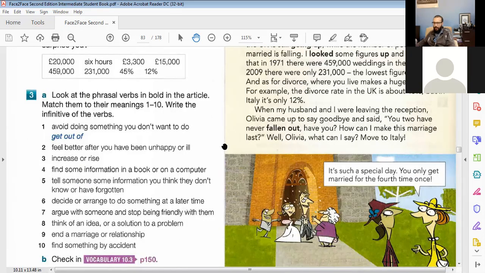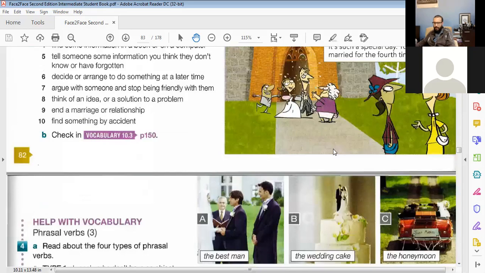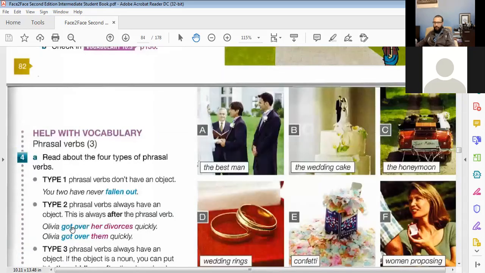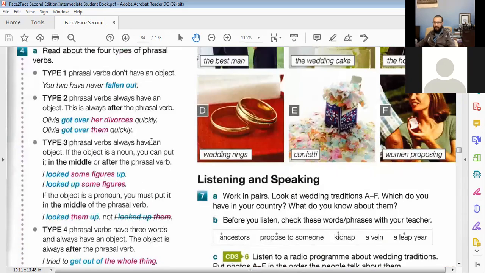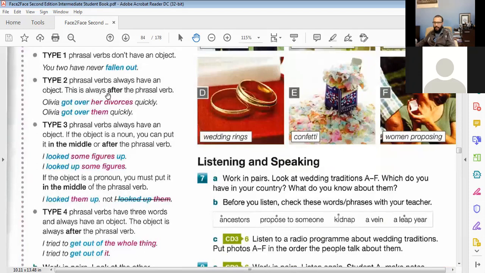So we talked about this, and of course we discussed phrasal verbs. We talked about the 4 types of phrasal verbs. We agreed that type 1 is the only phrasal verb that doesn't have an object. So we started with type 1. After that, type 2, 3, and 4, all of these have an object. So they are the same. All of them have an object.